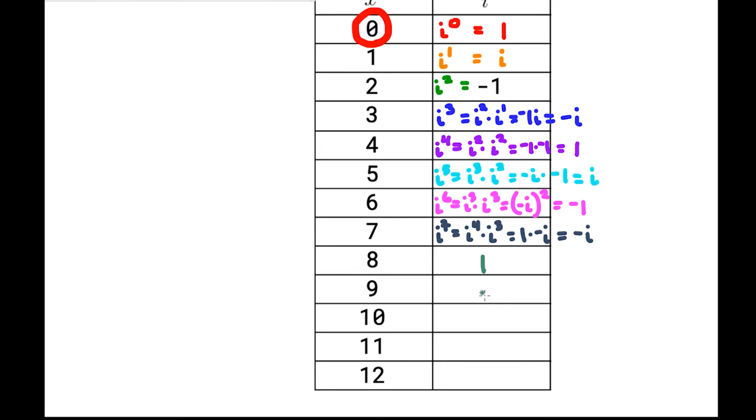And it's going to make more sense when we do example problems. This one's going to be i, because again, it repeats. This one's -1. This one's negative i. And then again, it repeats every 4. Anything that's divisible by 4, so this is going to be 1 again.